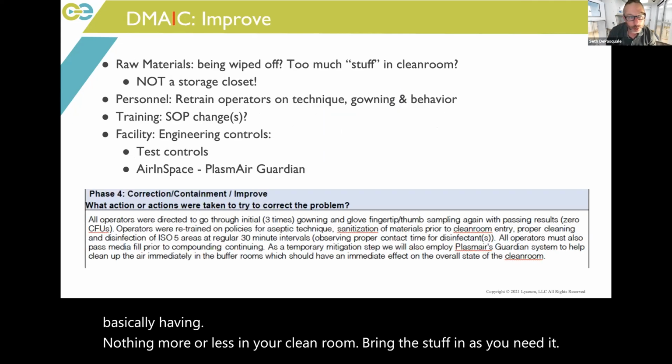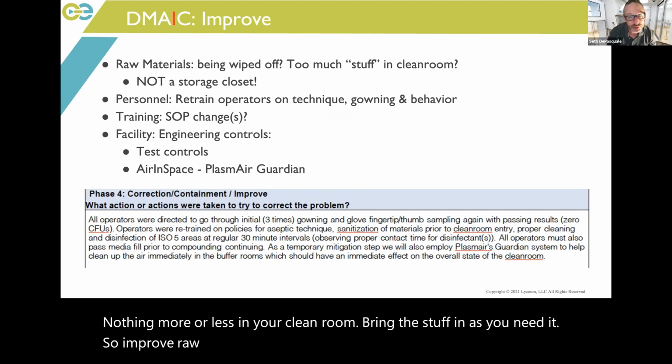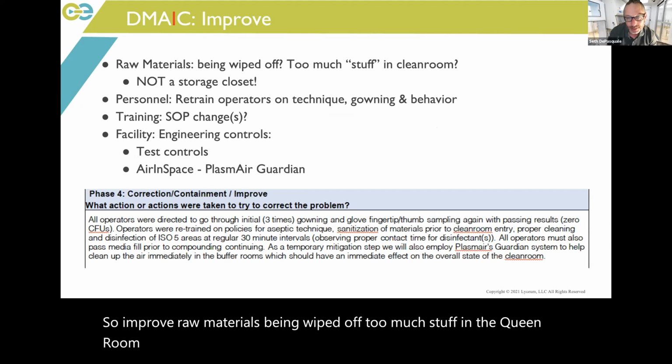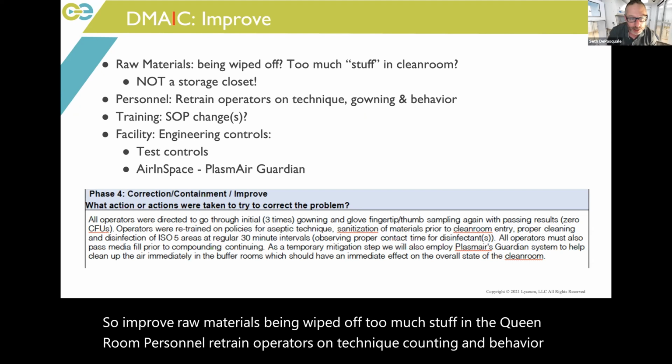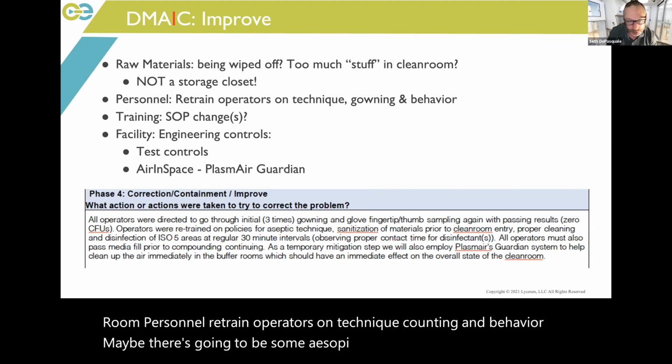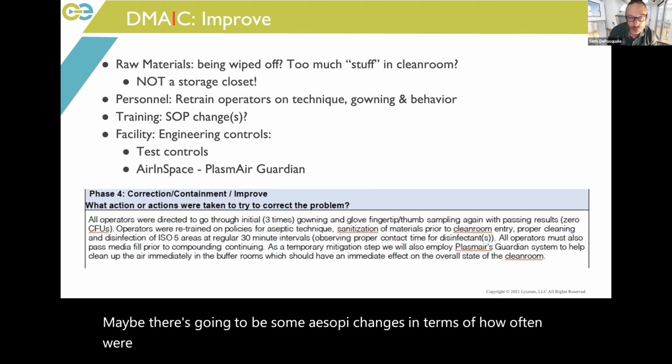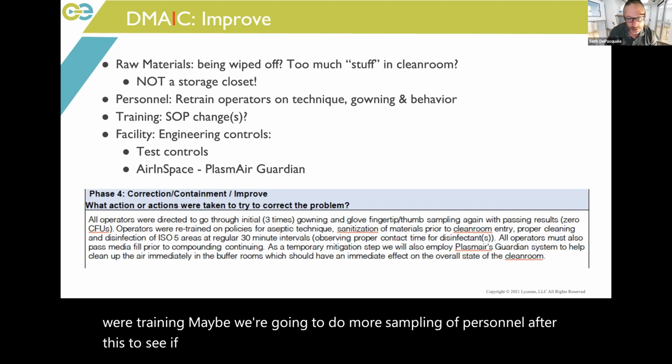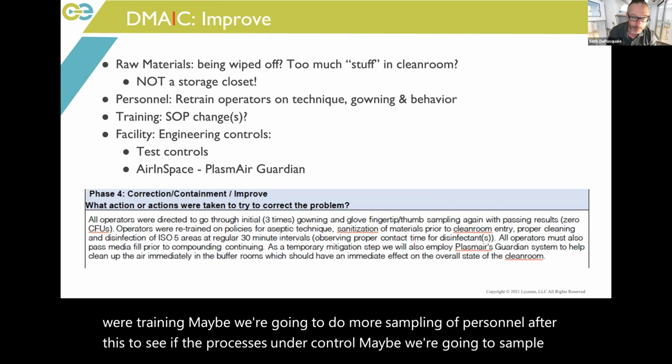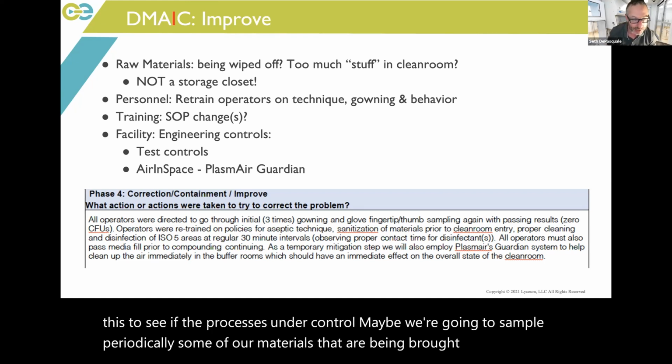So improve raw materials being wiped off, too much stuff in the clean room. Personnel: retrain operators on technique, gowning, and behavior. Maybe there's going to be some SOP changes in terms of how often we're training. Maybe we're going to do more sampling of personnel after this to see if the process is under control. Maybe we're going to sample periodically some of our materials that are being brought in to see if they've been wiped down properly.